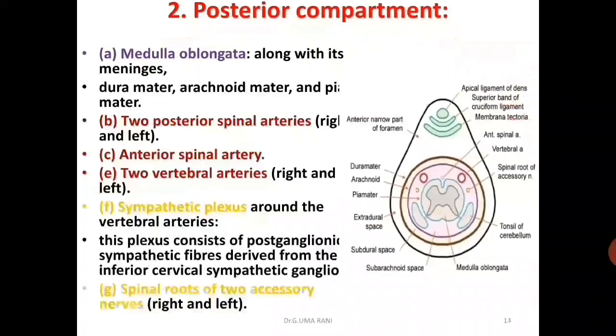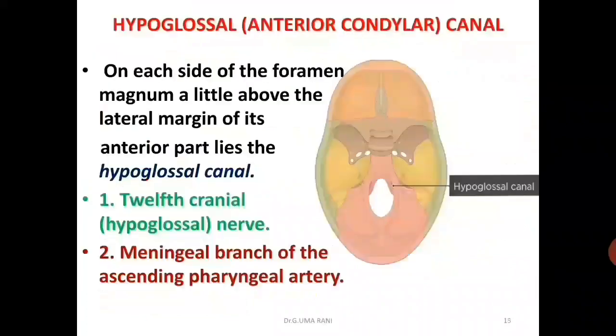The spinal roots of the two accessory nerves are the 11th cranial nerve. So it has a spinal root and a cranial root. The spinal root is located in the posterior compartment of the foramen magnum.